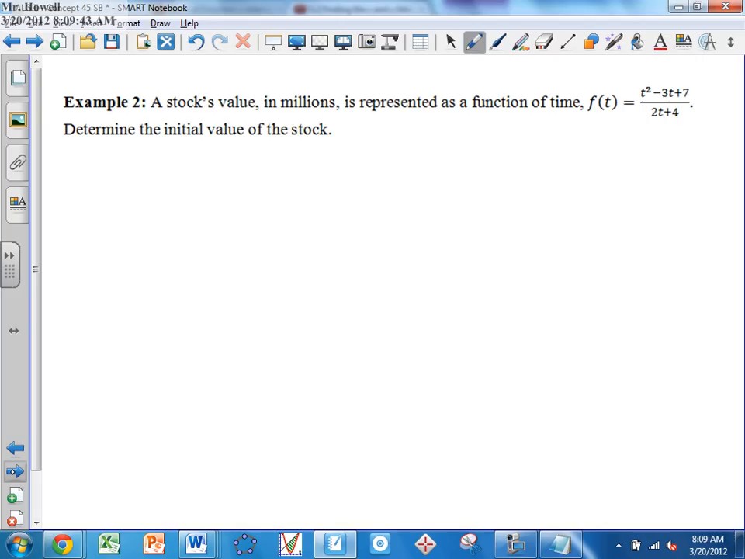The initial value. So, if I said to you, when you were born, what was your initial weight? 7 ounces. 8 pounds. All right. 25 pounds? Okay. Most people are born between 7 and 10 pounds, right? So, initial though meant what?